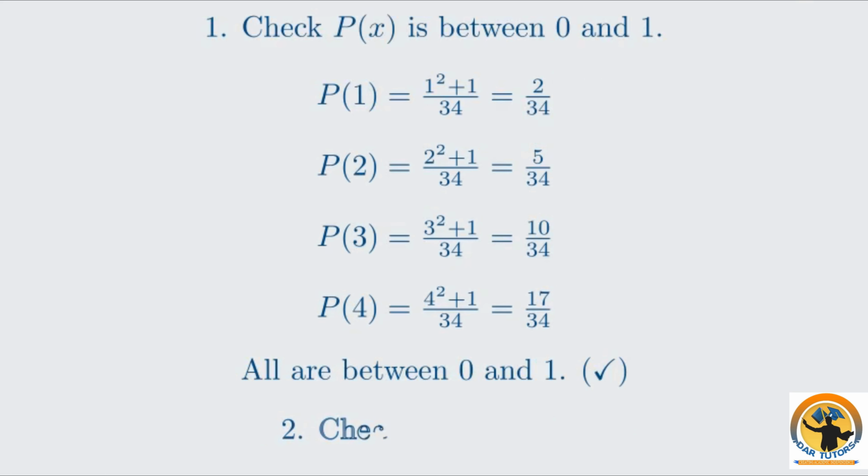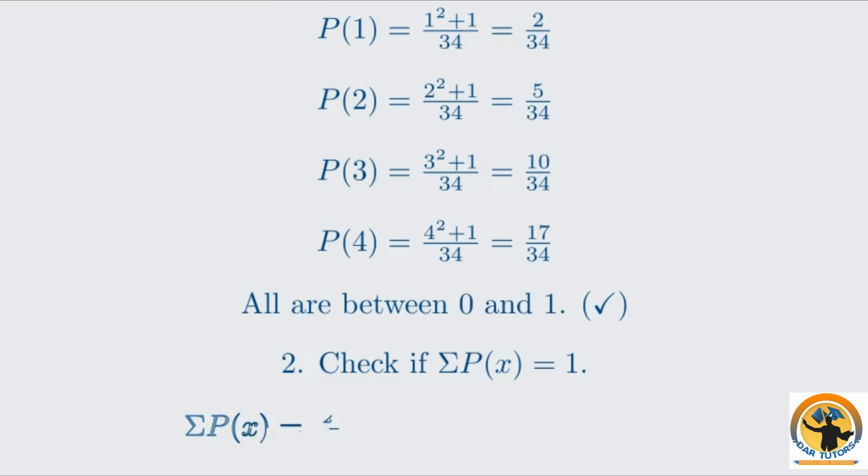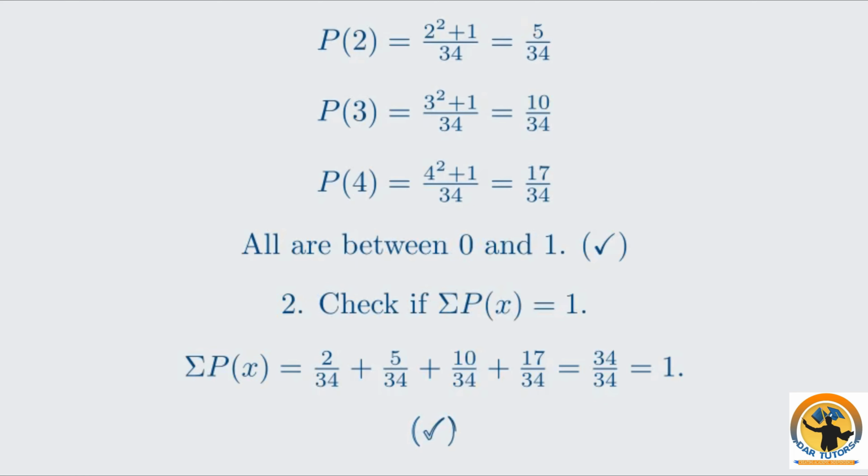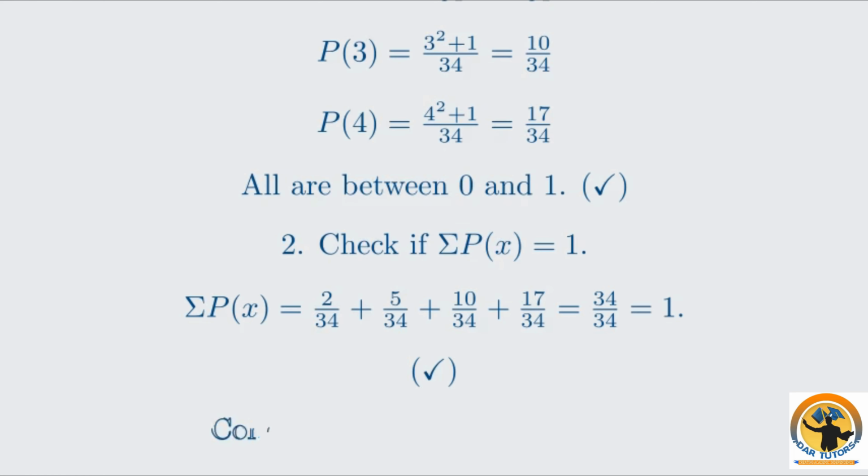Now, let's check the second rule. Do they sum to 1? Adding them up, we get 2 plus 5 plus 10 plus 17 all over 34, which is 34 over 34, or 1. The sum is 1, so the second condition is met. Both conditions hold, so p(x) is a valid probability mass function.